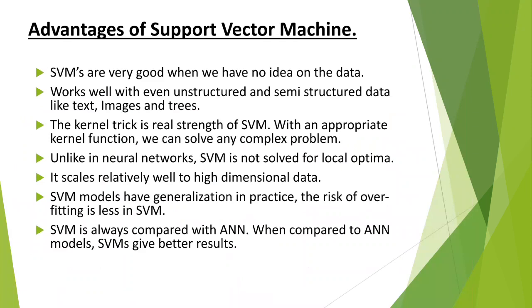Unlike in neural networks, SVM is not solved for local optima. It scales relatively well to high-dimensional data. SVM models have generalization in practice. The risk of overfitting is less in SVM. SVM is always compared with ANN. When compared to the ANN model, SVM gives better results.